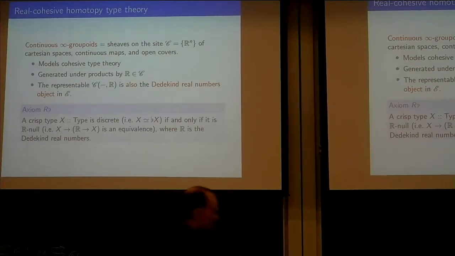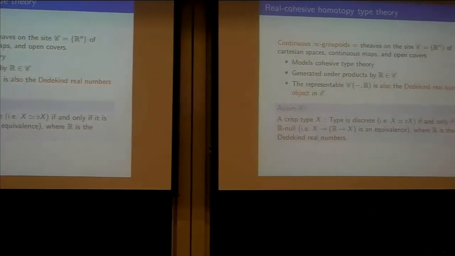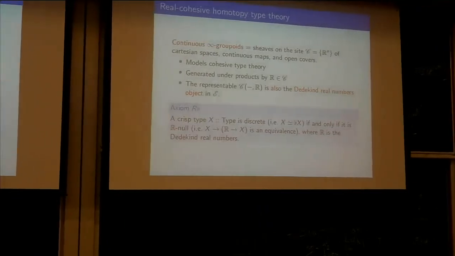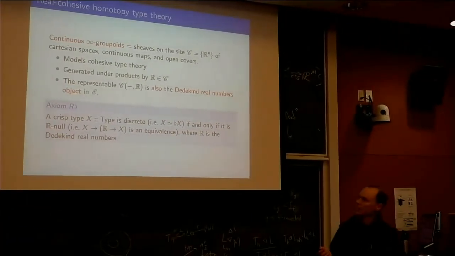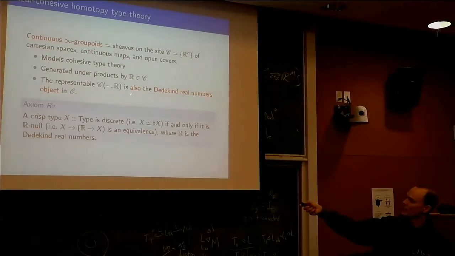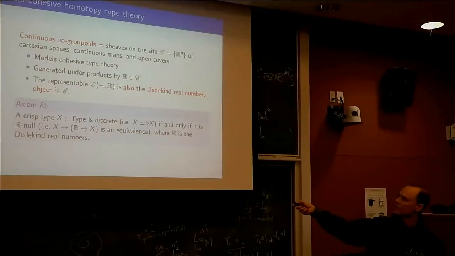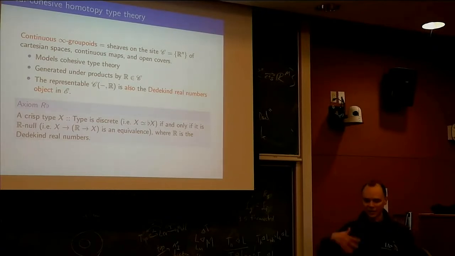So in particular, we have continuous infinity-groupoids, where we take Cartesian spaces and continuous maps and open covers, which gives us cohesive type theory. This site is generated under products by the real numbers, of course. And the amazing thing that happens in this case is that this representable object can be constructed internally in the type theory of this topos as the Dedekind real numbers object. So inside the category, I have the natural numbers, I define the integers and the rational numbers, and Dedekind sections, and I get some object which is equivalent to this representable.